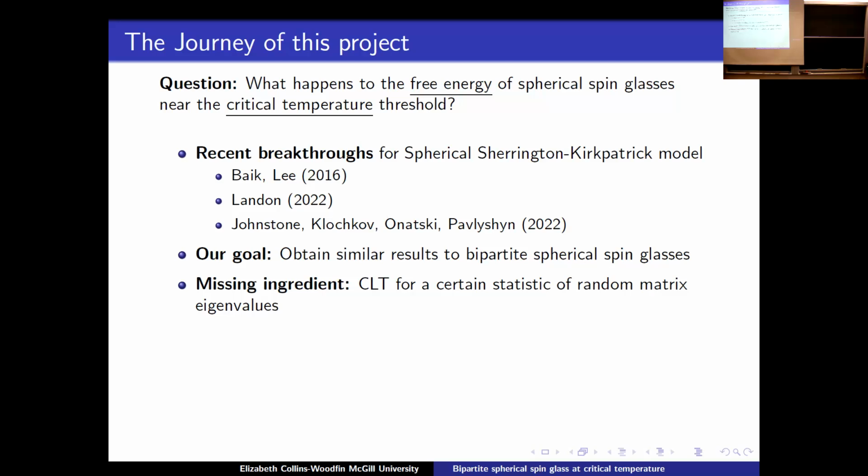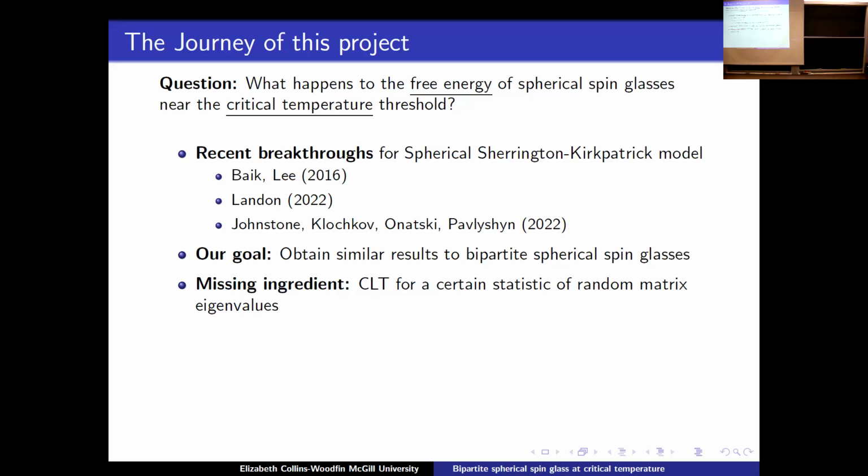But there were a few recent breakthroughs in this area. From 2016, some work by Jinho Baik and Ji-Yoon Lee. And then Ben Landon also has some recent work in this area, as well as another paper by Johnstone, Klochkov, Onatsky, and Pavlishin on a similar topic. Theirs looked at the spherical Sherrington-Kirkpatrick model. And what I'll be talking about in my work is the bipartite spherical spin glass model, which is related to that one. And I'll go into more of the details.